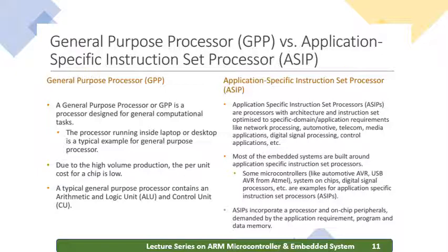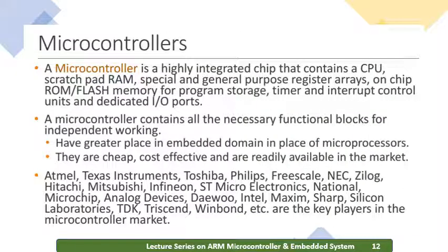Then, a typical general purpose processor contains an ALU and a control unit. What is required and what is not required, we will have the chip coming in according to the application requirement. It might have program memory and data memory separately. It might have on-chip peripherals. It may have a processor also. So the next concept is the microcontroller.